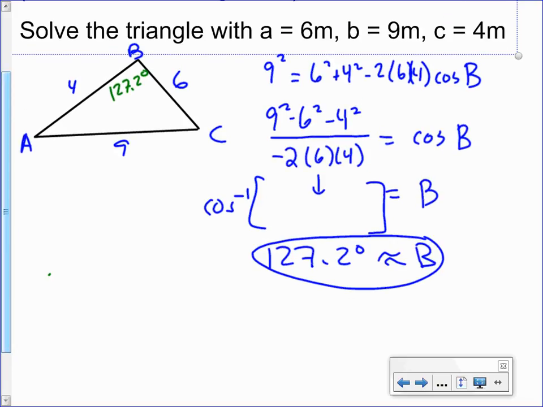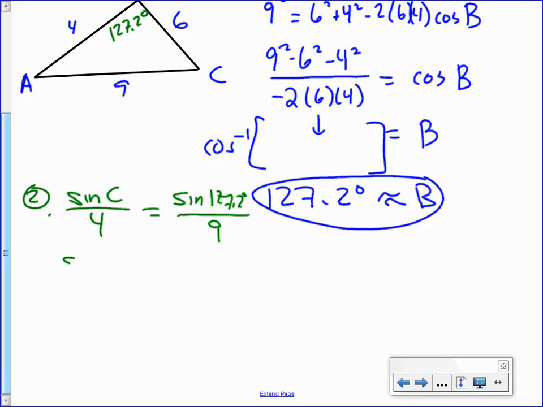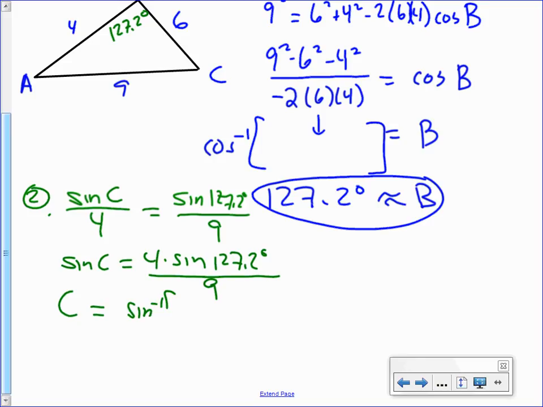What's the smallest one? C. What would you use to find that one? Sines. Good. So sine C is to 4 as sine of 127.2 is to 9. Sine C is equal to 4 times sine 127.2 over 9. So C is the inverse sine of all that.